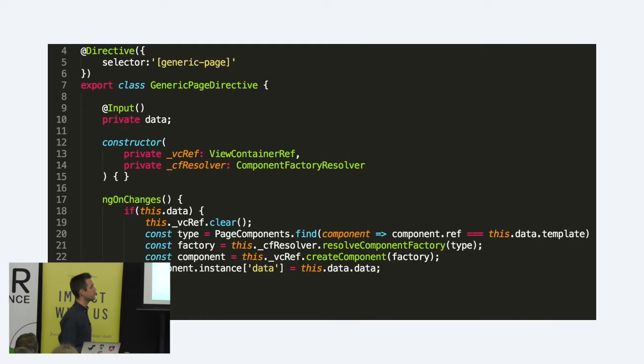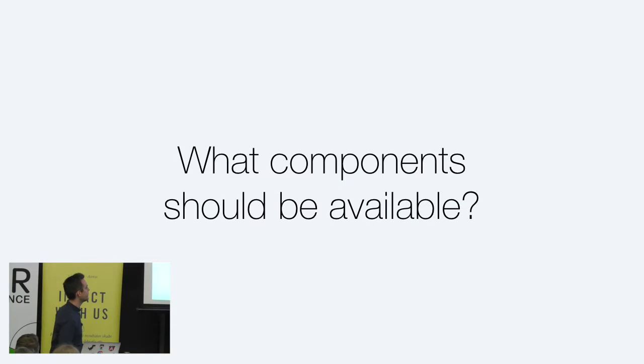It just listens for every time the data changes, so every time there's a new route. If there's data, because it will be called the very first time without data, we'll clear whatever is already in the view, and then we'll do the same thing again. So we'll get the factory, create a component by the factory, and then put it in the view and put data on it. That begs the question, what components should be available this way? And how do we know which one to pick or where to pick from?